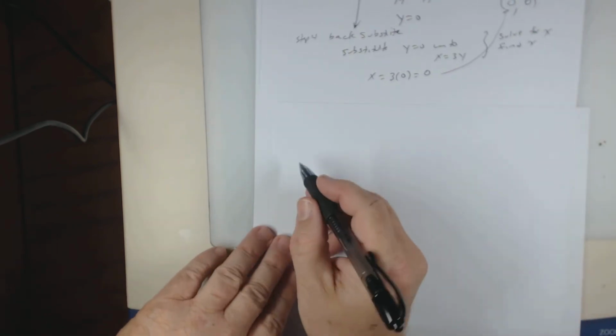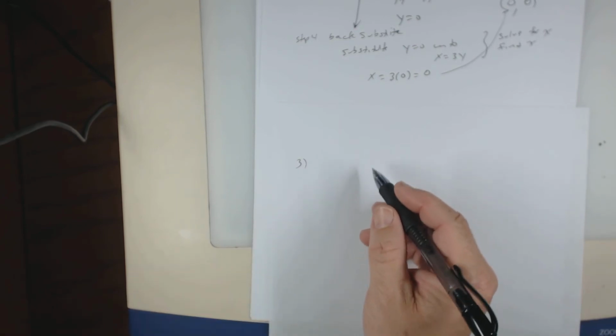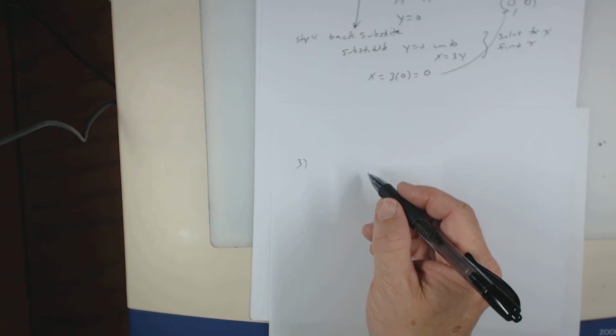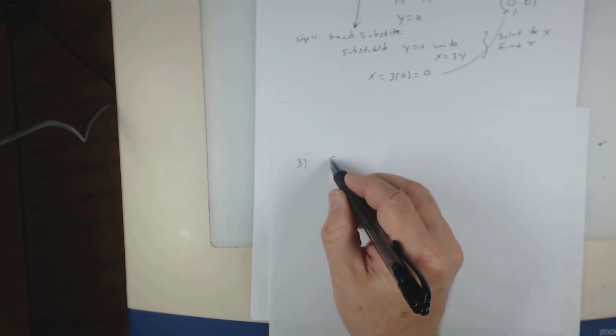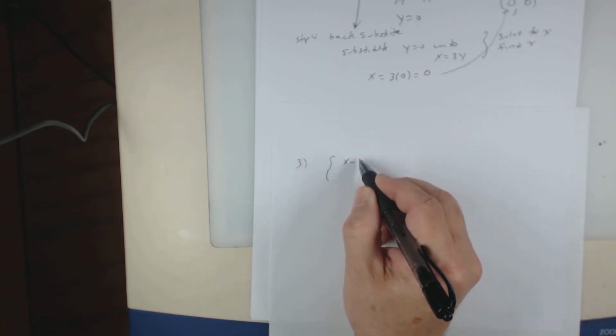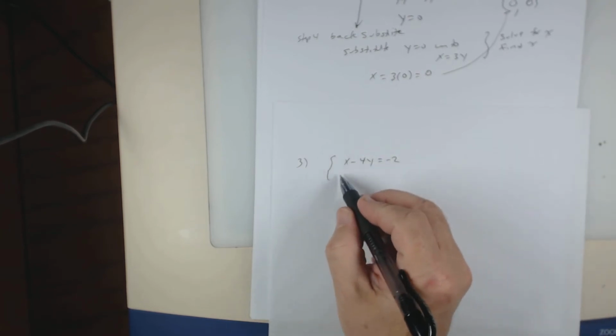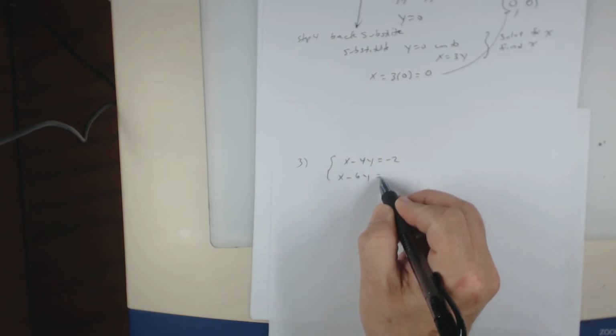Number 3, substitution. Okay. x minus 4y equals negative 2. x minus 6y equals 8. All right. Step 1.